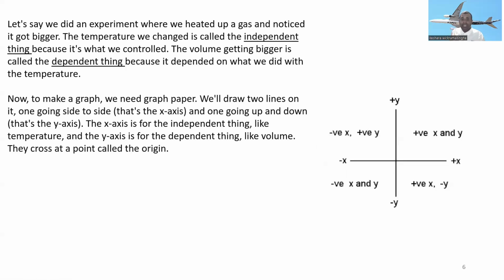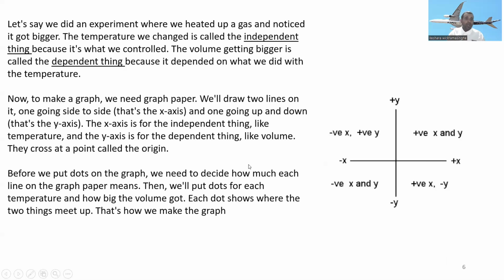The x-axis is for the independent variable, like the temperature, and the y-axis is for the dependent variable. The y-axis things depend on the x-axis things. Because of temperature, the volume changes, so the independent variable is temperature and the volume is the dependent variable. They cross at a point called the origin.